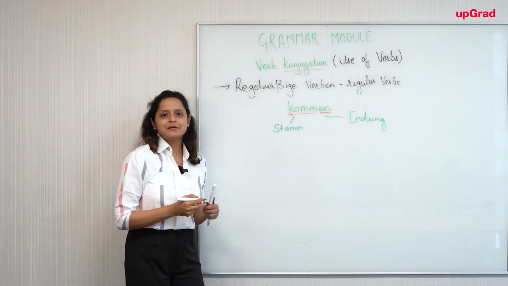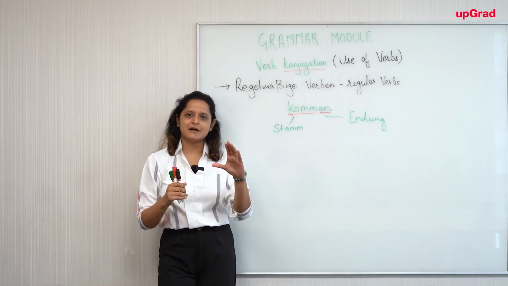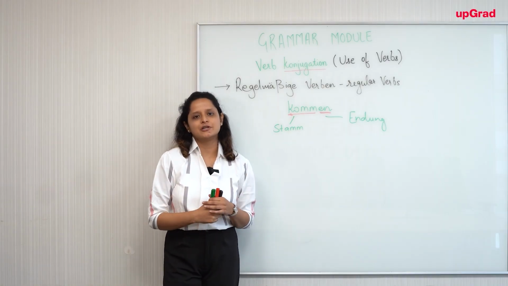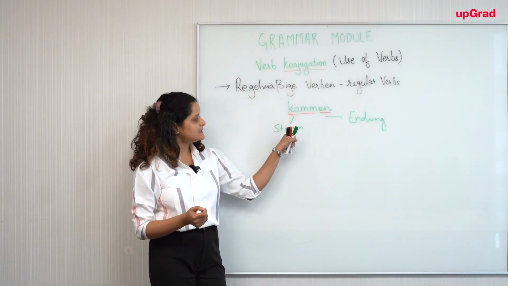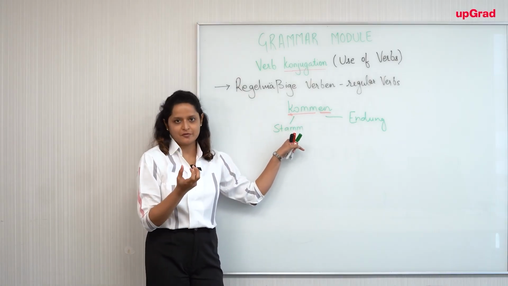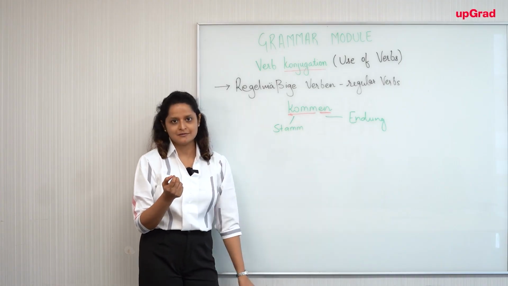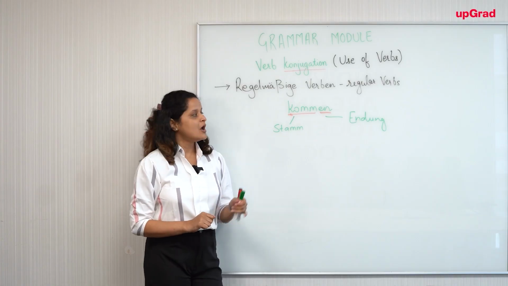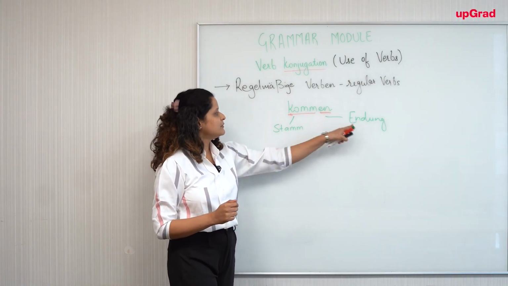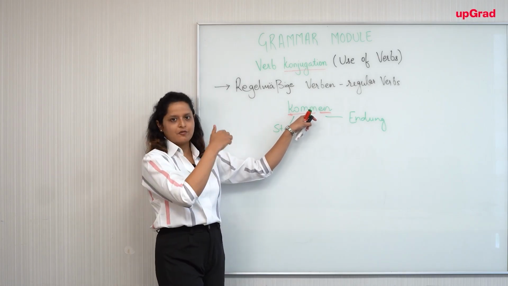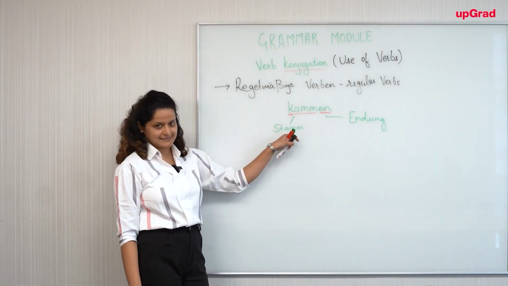Now this is very basic to understanding how to conjugate a verb. Knowing what is the stem and what is the ending just makes your conjugation a little bit simpler. So this part, komm, is the stem of the verb, and this part, en, is the Endung, the ending of the verb.